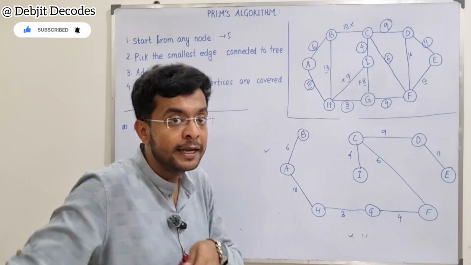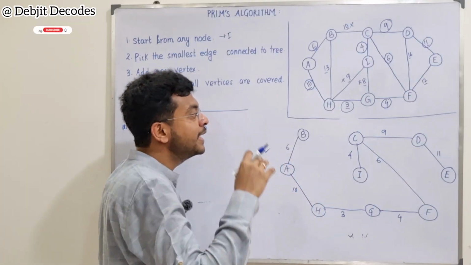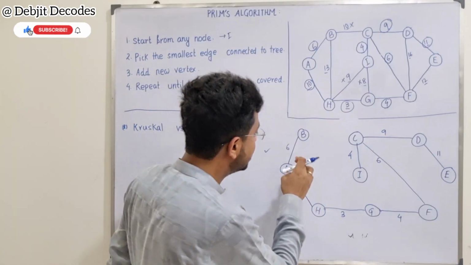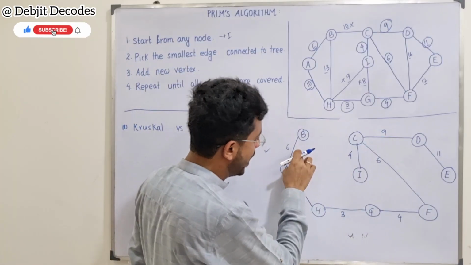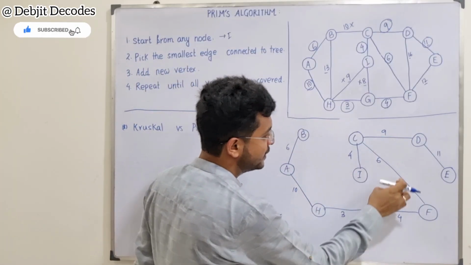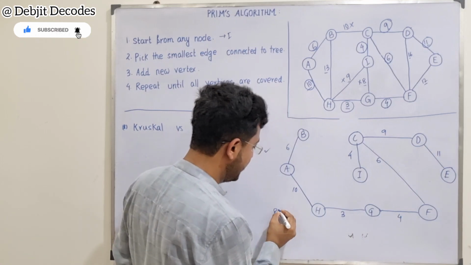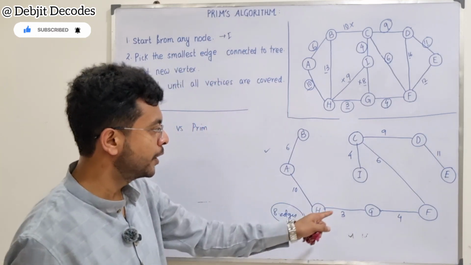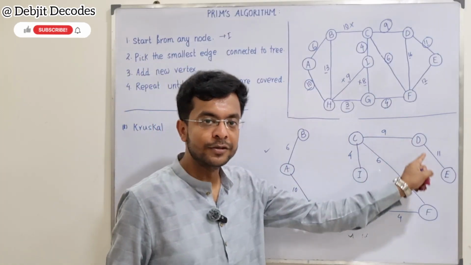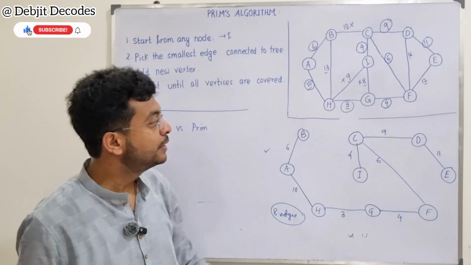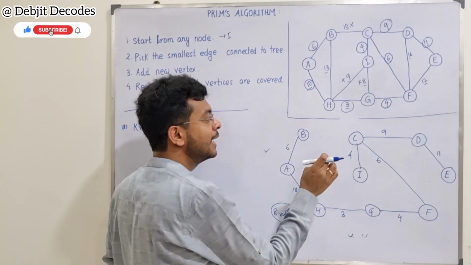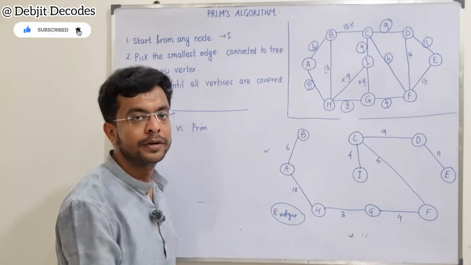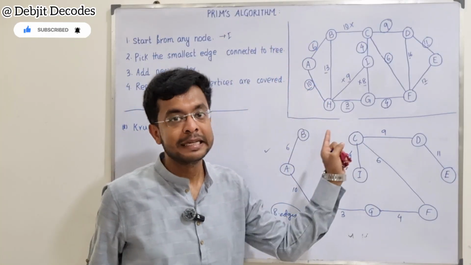What is the MST property? We have said that if there are n nodes, there will be n minus 1 edges. So how many edges are there? There are 9 nodes. So 1, 2, 3, 4, 5, 6, 7, 8. There are 8 edges. So it satisfies all the properties of MST, and there is no cycle in this particular tree. So this is the final MST using Prim's algorithm for this graph. I hope it is clear, right?